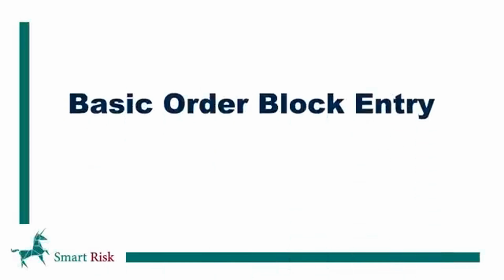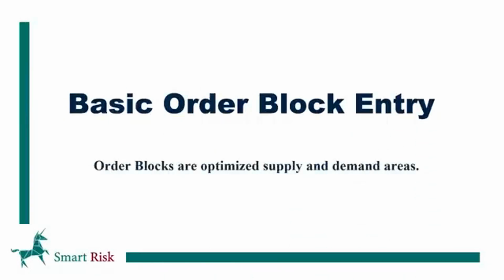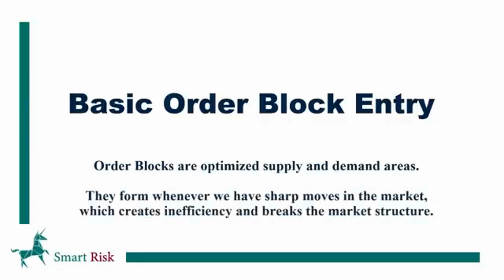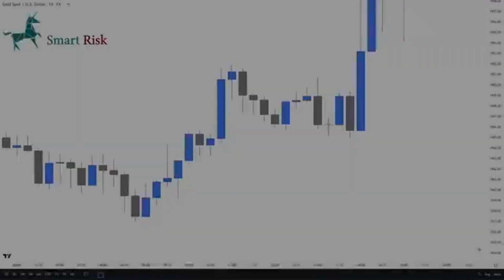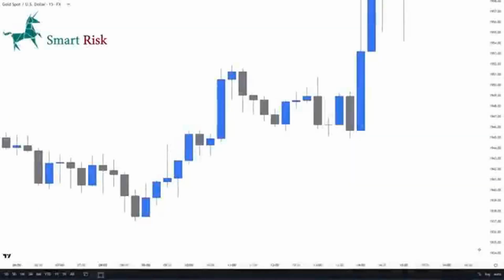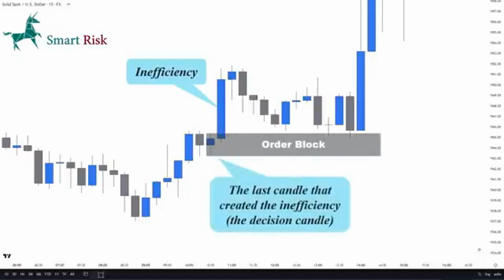Let's start with the basic order block entry. Order blocks are optimized supply and demand areas. They form whenever we have sharp moves in the market, which creates inefficiency and breaks the market structure. Traders define order block zones in various ways, but here is how we mark order blocks in different market scenarios. Usually, we mark the last candle that created the inefficiency as an order block, which we believe that the decisions are made during this candle.